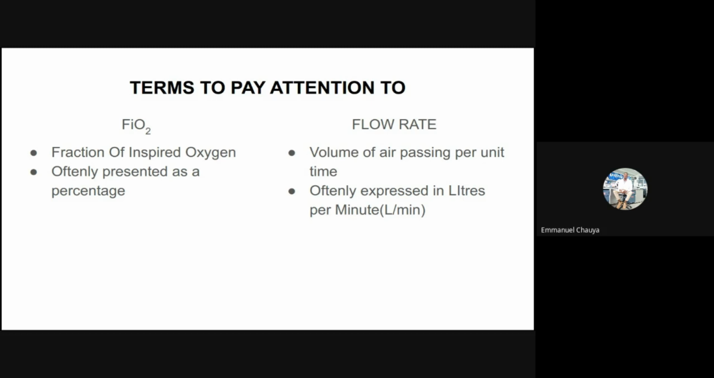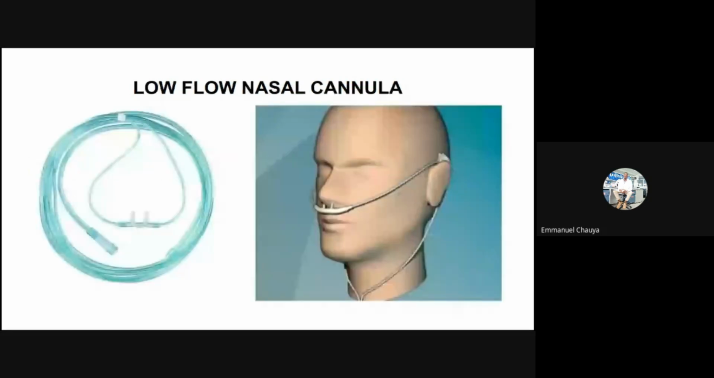In the graphics, you can see a low flow nasal cannula. On the left-hand side is just a packed nasal cannula, and on the right side is a dummy wearing the nasal cannula. A low flow nasal cannula typically has a flow rate of 1 to 6 liters per minute and a fraction of inspired oxygen, otherwise referred to as FiO2, of 24 to 44%.